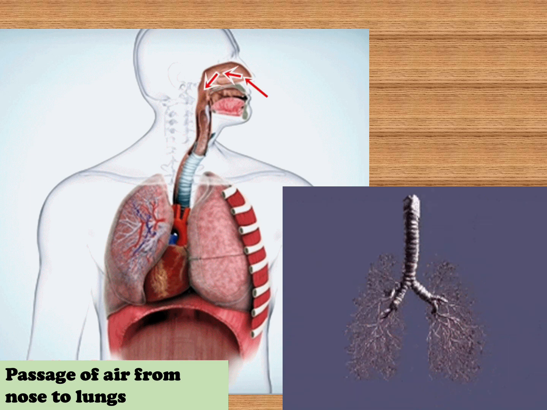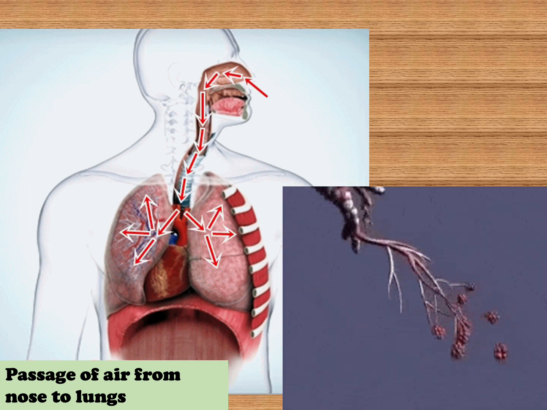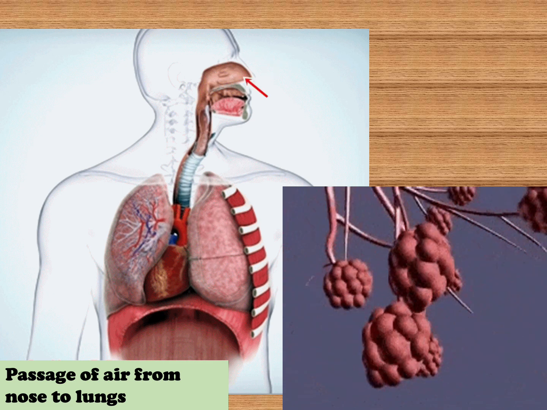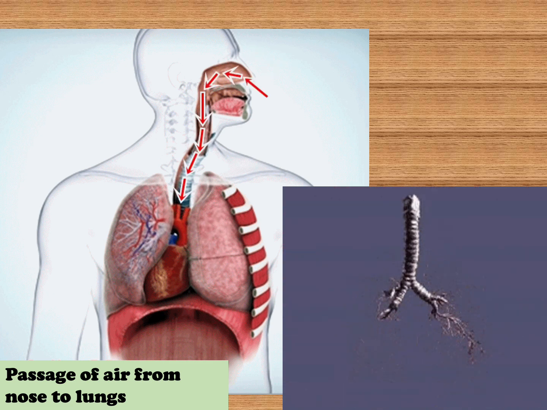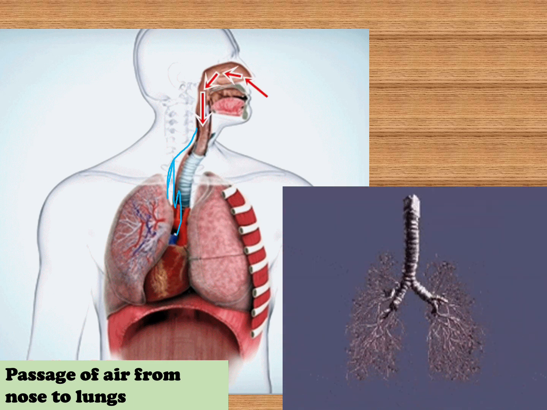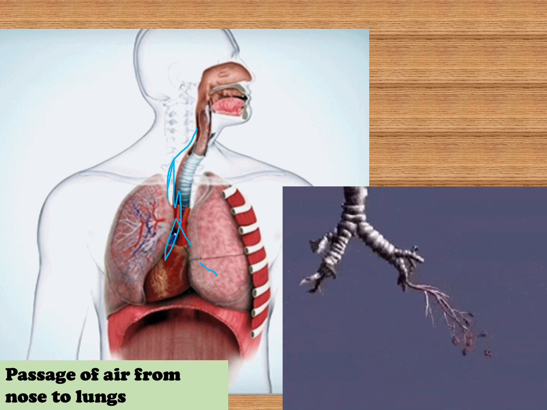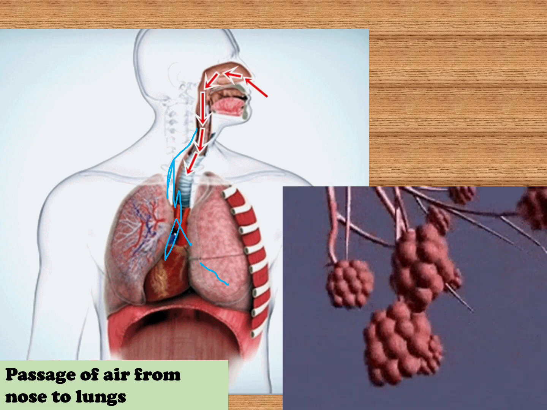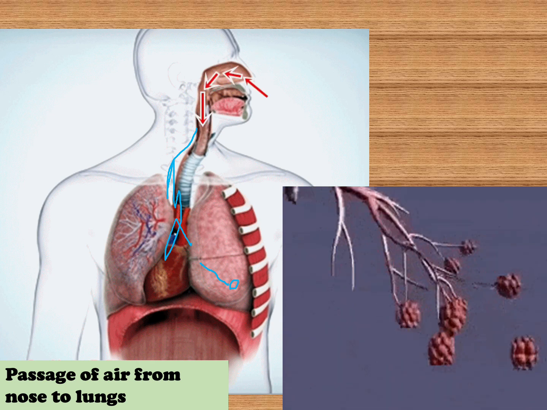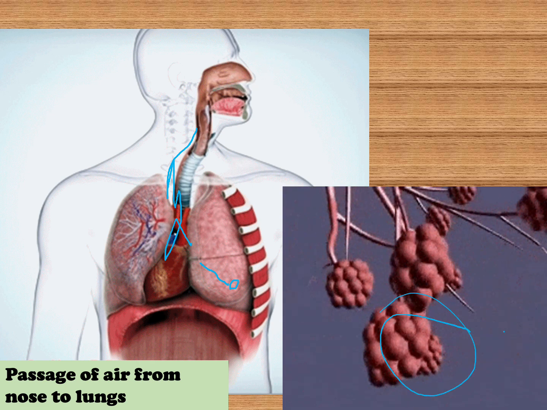and this is the passage of air from the nose till the last part of the lungs, that is the alveoli. So it goes from the nose to the nasal chamber, pharynx to larynx to windpipe to bronchi to bronchioles, and from bronchioles the last part is alveoli. This is the last part. Okay, these round ones, these are the alveoli.